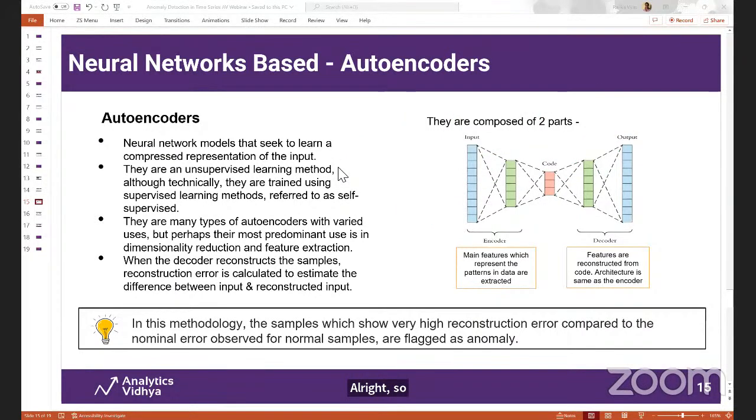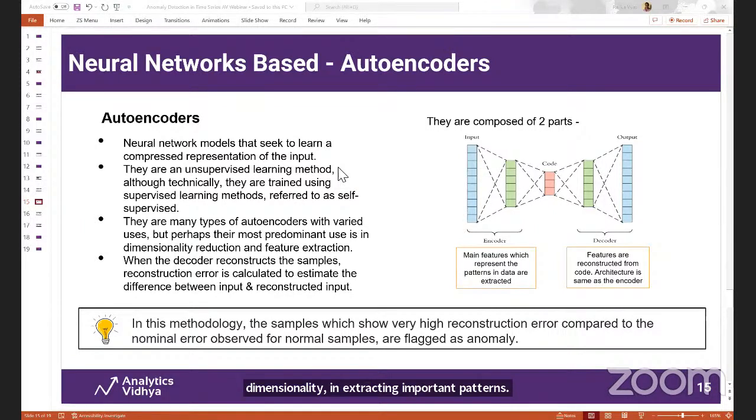Autoencoders are neural network models, and what they are doing is extracting the main features which represent the different patterns in the data, and we're encoding it. There are two parts to autoencoders, right? One is an encoder part and another is a decoder part. The encoder does the extraction, the encoding, and the decoder does the decoding, the reconstruction of the input again. These two parts help us in reducing dimensionality, and in extracting important patterns and important features.